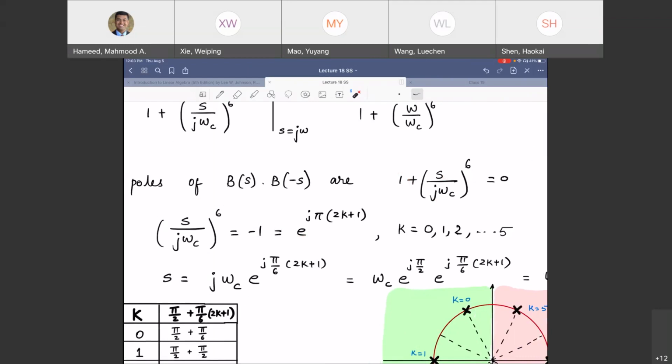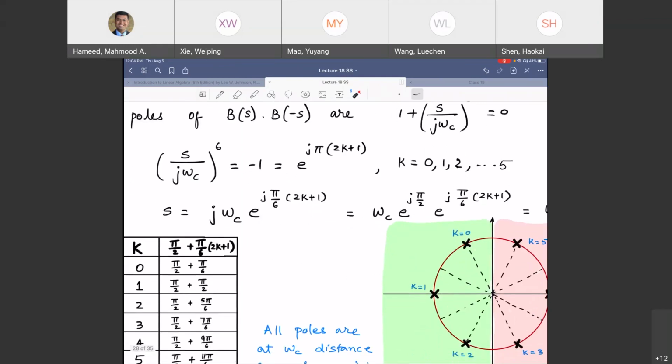You guys agree with that? See, from 0 on the real axis, 1 pi, you get to -1. 1 pi, 2 pi, 3 pi, you get to -1 again, right? Every odd multiple of pi, you will get to -1. So what you have here is s divided by j omega c raised to 6 is this complex exponential with k equals 0, 1, 2, 3, and so on up to 5. Why? Because I only have 6 values there.